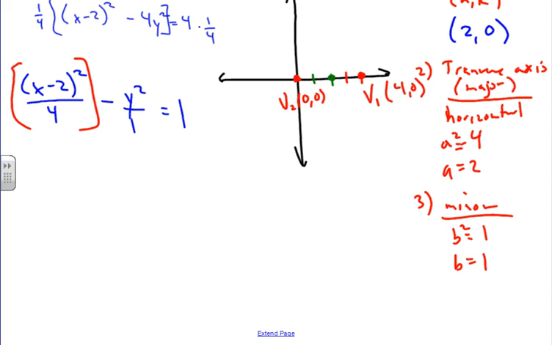And so what we're going to do is from here, we're going to draw and go 1 unit up here, 1 unit down there. And what we create is actually a little bit unique about hyperbolas: we create this rectangular box. And that rectangular box has a purpose.